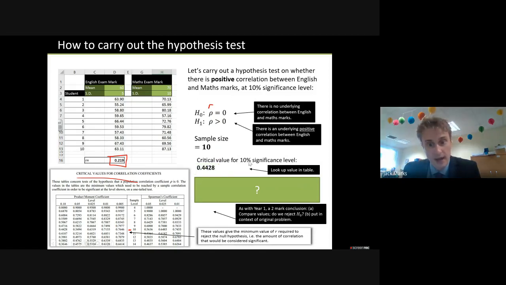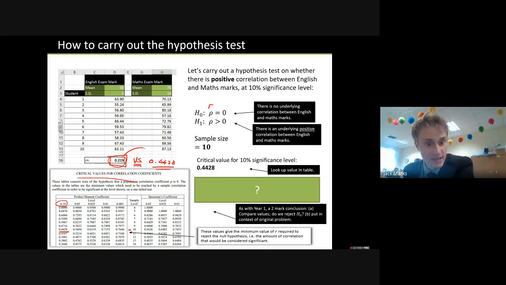So here, 10%. So where was 10%? 10% was this one. And if we meet up together, we get this value here. So this is the number to compare to. We get that value from our calculation, and then we look up this value here. So remember, the data says this is what it is. But compared to this, what do you think? This is the threshold. So how does it compare?